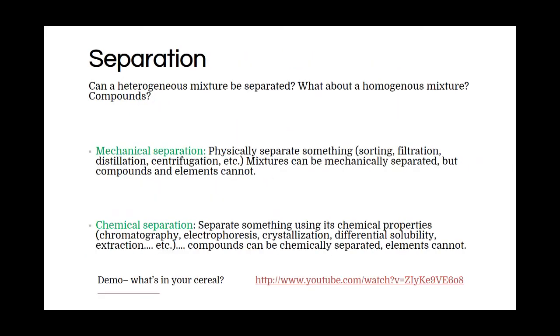So when you have a mixture, you can separate it. If it is a mixture, either homogeneous or heterogeneous, you can physically separate it, meaning mechanical separation. So you can sort it. Okay, so we did this in lab when we separated out the charcoal and the sand using filtration. Okay, so filtration, that's this method right here. So you can do that when you have a mixture.